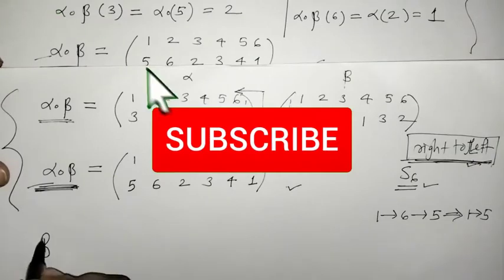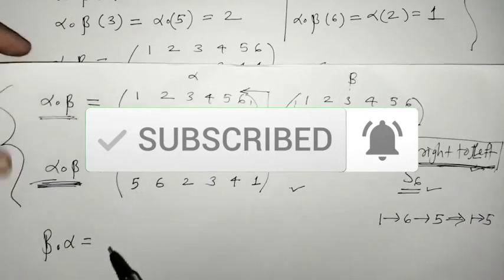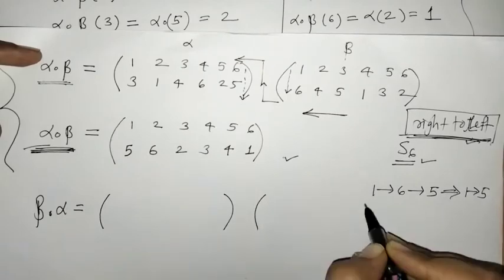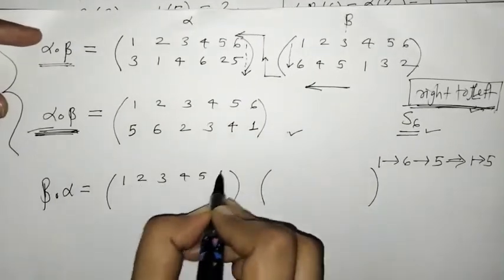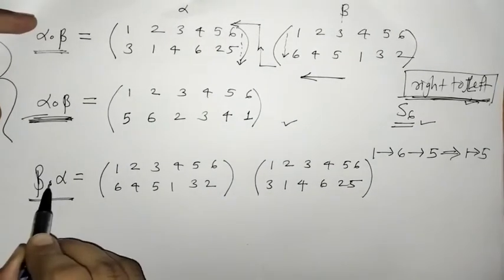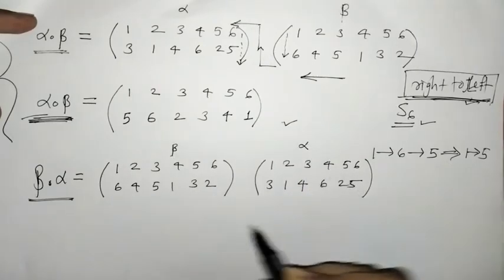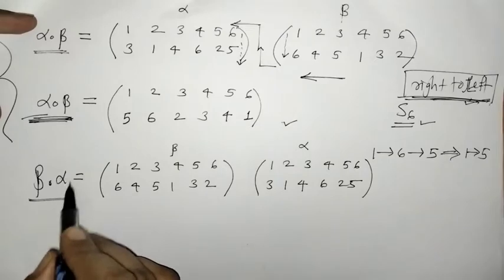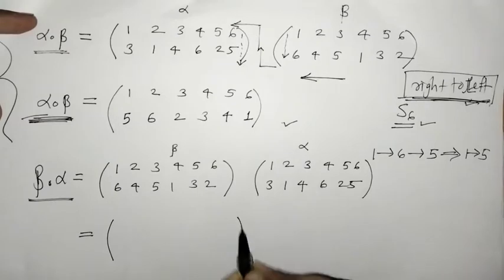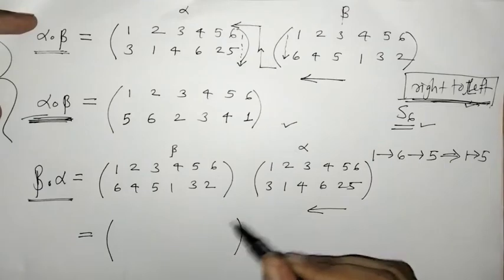Now we have to find beta dot alpha. So we will carry it out this way. First we write down beta and then next we write down alpha. Here we have to find this composition beta alpha. So we write this as beta and this as alpha. Now first we have to operate the alpha function, alpha permutation, right? So we have to carry out this composition from right to left.